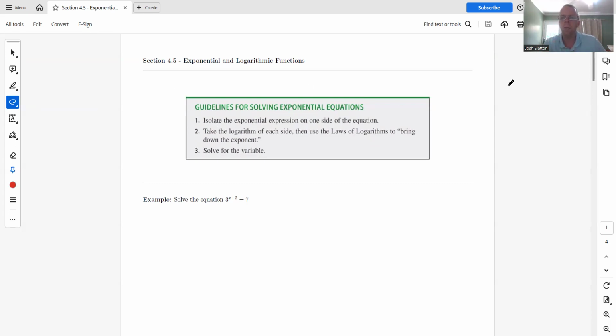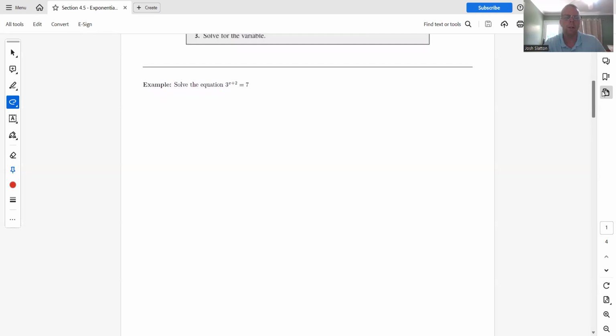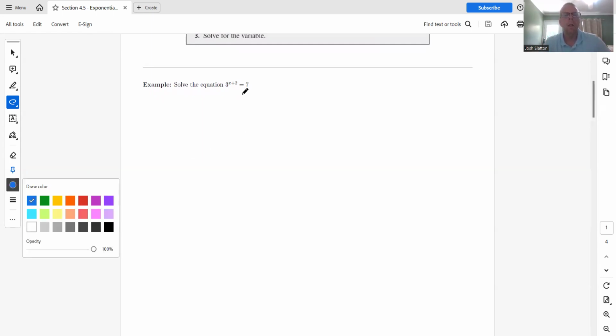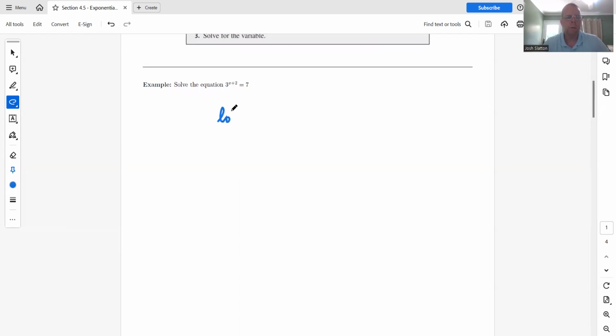So this first one, we have 3 to the x plus 2 equals 7. And really, the exponential expression is already isolated, so we really just need to convert this to a log equation, which we have done in earlier sections. So the 3 is the base, and then these two are going to switch sides. So log base 3 of 7 equals x plus 2.